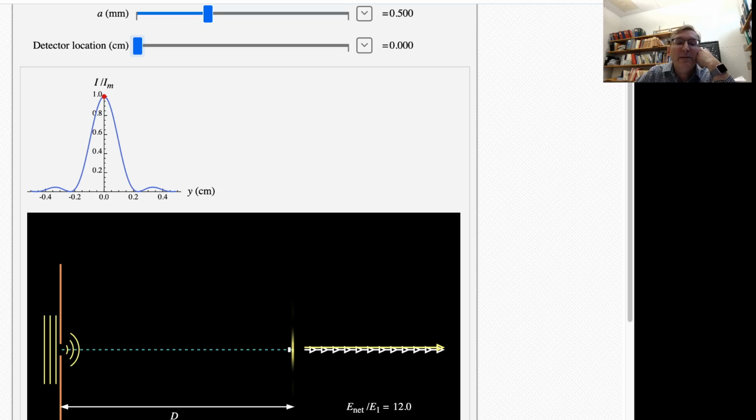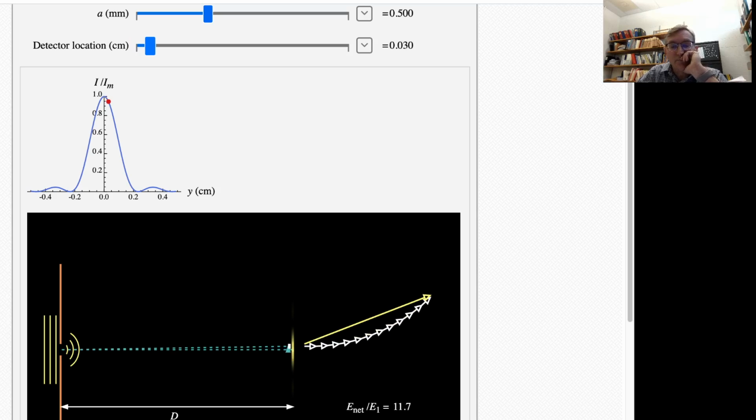Now we can imagine we have a detector that can move along the viewing screen upwards. And right now, we're at a distance 0 from the central axis. We're at the middle of the central maximum. I'm now going to move that detector upward along the viewing screen away from the central axis. As I do, I'm moving to a slightly higher point on the viewing screen, and then the adjacent phasors from adjacent zones get a slightly different phase difference between them, and the chain of phasors starts to curl.